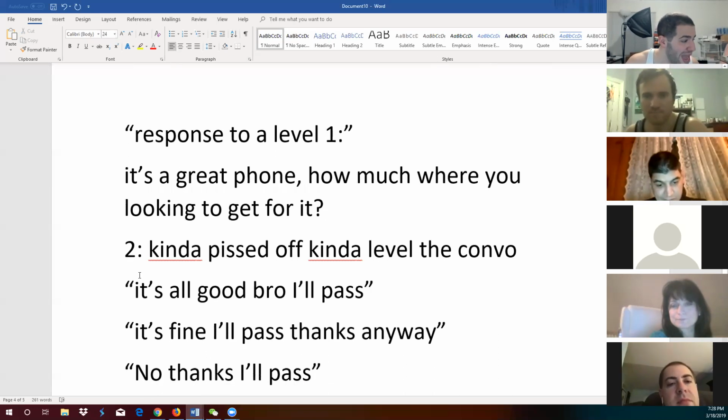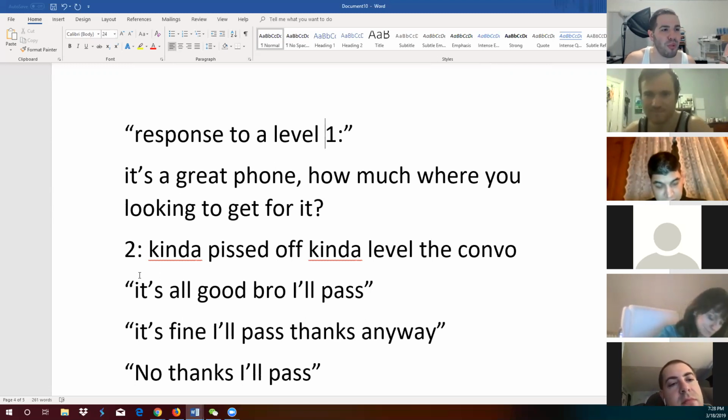A level 2 needs to be responded to differently than a level 1, because their emotional state is in a different place, and we need to react to where they are emotionally and start to bring them back into the conversation.